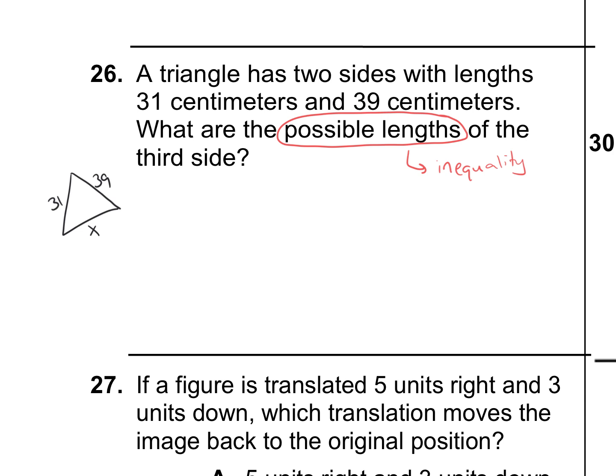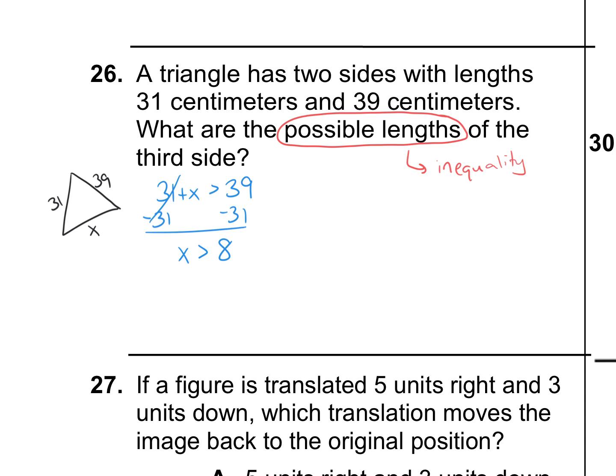Right, because we know 31 plus x has to be greater than 39. Or a lot of you say, I'm going to take the difference or I'm going to subtract the 2 numbers. That'll get you the same thing. So here I subtract 31, so you get x is greater than 8. What is the other part we have to check? Add them together.